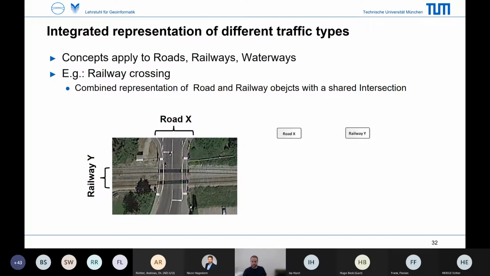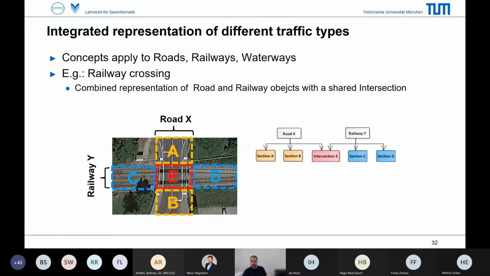A very basic example here, you can see one road crossing a railway object. The road would be split into a section A, a section B, and this intersection part called E in this example. The railway object in this case would consist of a section C in blue on the left and a section D on the right, and also be linked to the intersection object E. This means intersection E would only have to be represented once, would have the information that it is part of a road at the same time as it is part of a railway, for example.